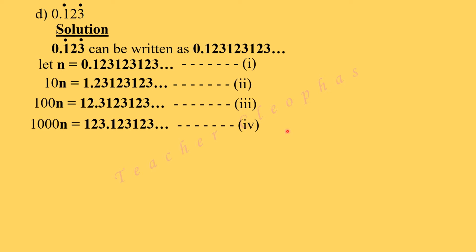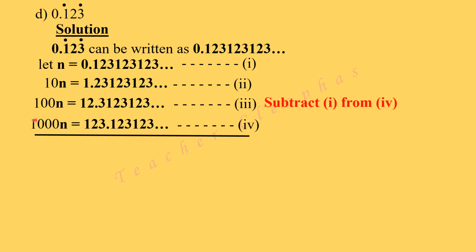Inspecting the four equations, there is a pair whose difference gives us a whole number on the right hand side without the decimal, and this is the first and the fourth. So let us subtract the first from the fourth. This is 1000n minus n. This gives us 999n equals, if we get this part minus this one here, we have 123. So let us now divide both sides by 999.